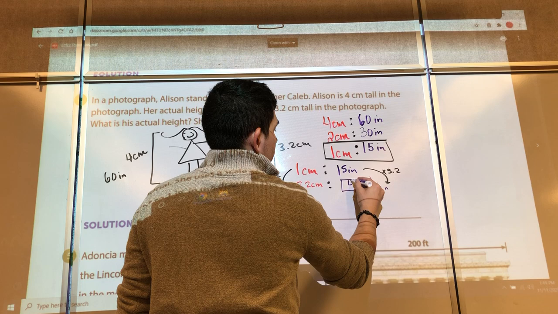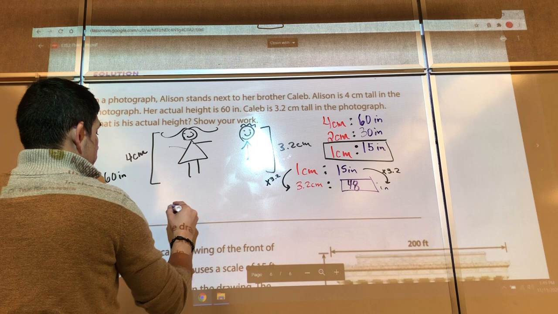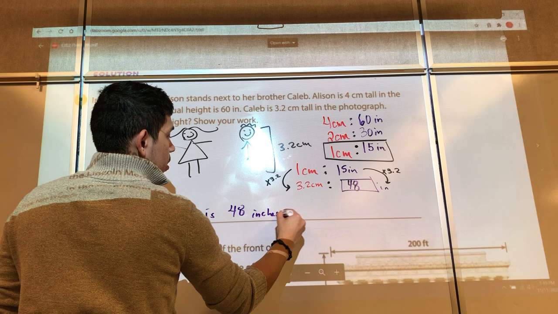That was easy. 48 inches, which is 4 feet. So what is the height of Caleb? Caleb is 48 inches tall. I can't believe I needed a calculator for that.